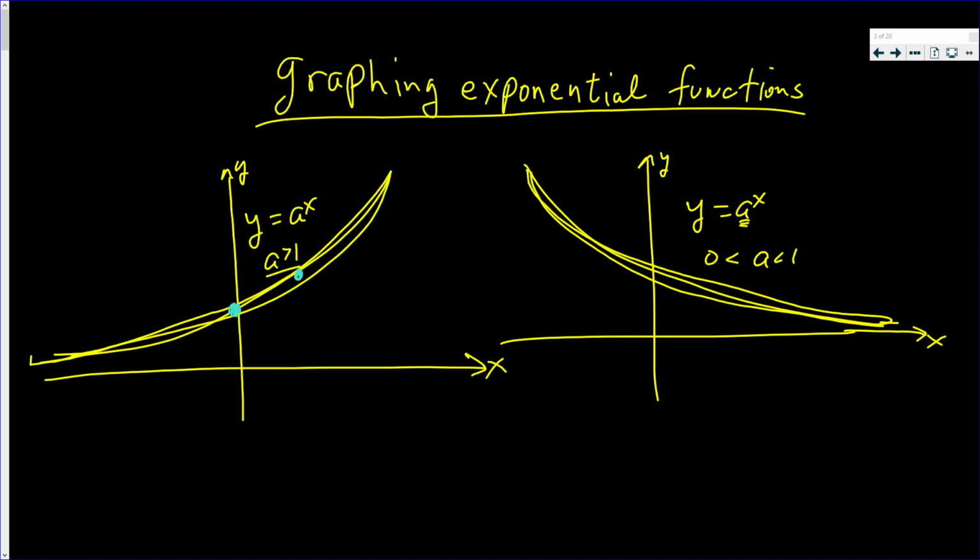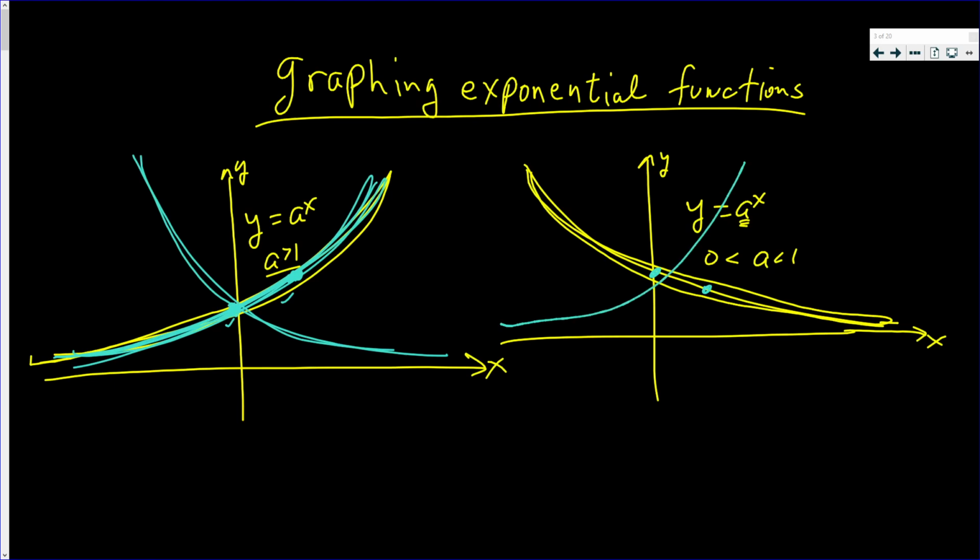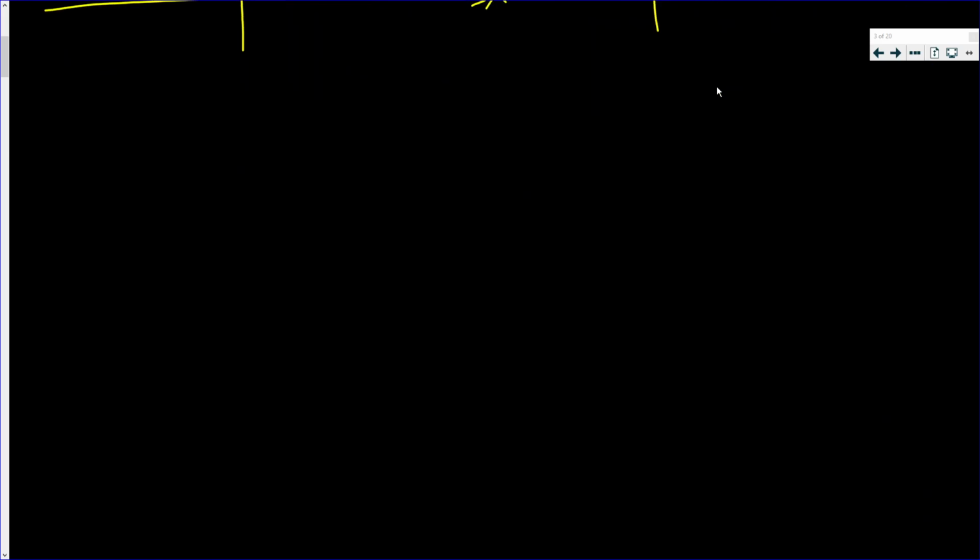If you have these 2 points, there's no way you can graph it like that, because you're only going to cross one of them. The only way you can graph either this or that and cross these 2 points is if you graph it like this. Likewise, if you're given this point and that point, it has to go like that. 2 points determine an exponential function.